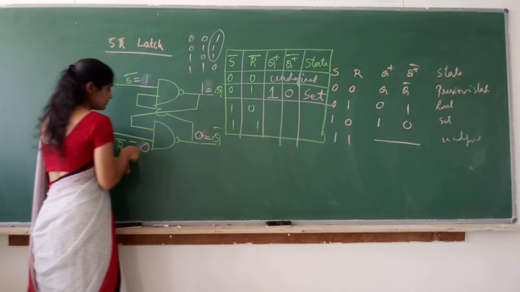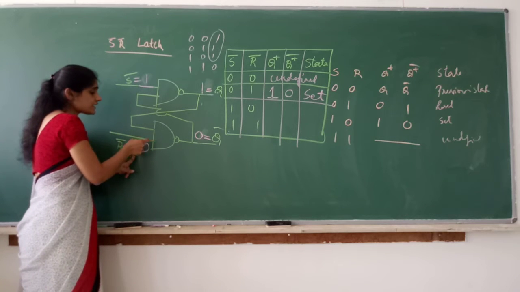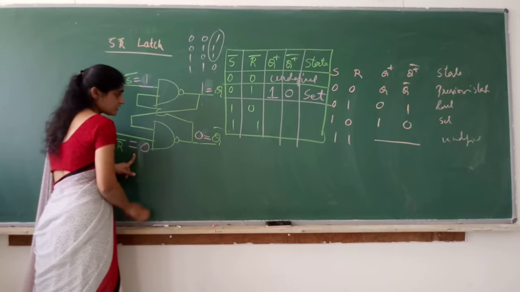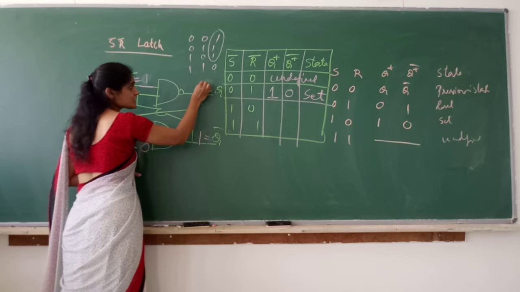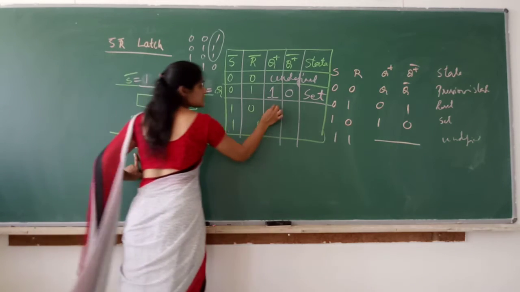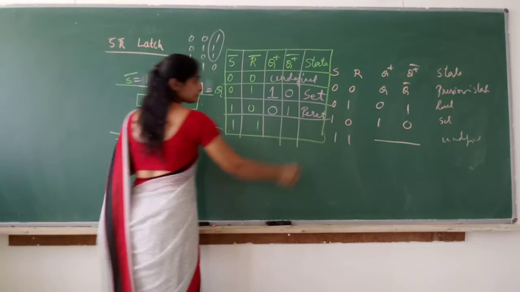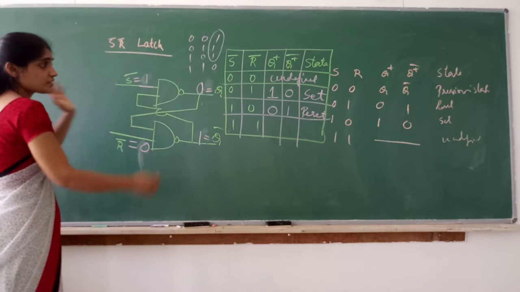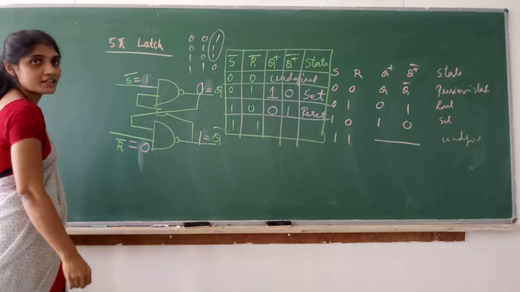1, 0. Look at this. Look at the second NAND gate. When any one of the input to the NAND gate is 0, what is the output? 1. So Q bar is 1. If Q bar is 1, what is Q? 0. So 1, 0, what is the output I am getting? 0. So what is Q bar? 1. That means reset. By the time you can compare the truth table of SR latch with S bar R bar latch.